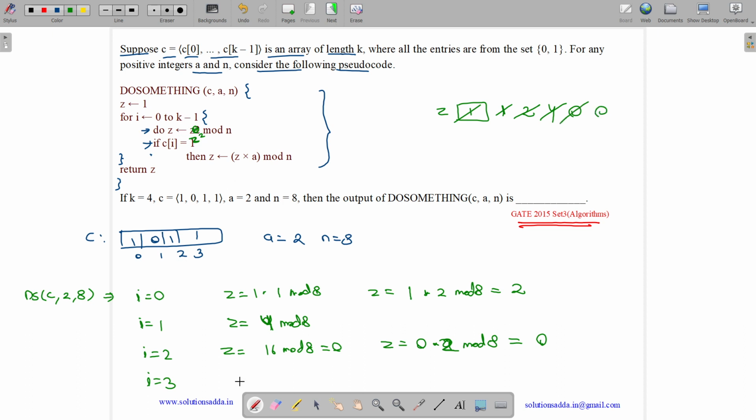Then the next iteration, i is 3, so z equals z square mod n, which is 0 square mod n, which is 0. So z remains as 0. Now if C[i] equals 1, C[3] is 1, yes. So z equals z, which is 0, into a, 2 mod 8, which equals 0. So z remains as 0. Then the output of DoSomething is, we are returning the value of z, which is 0, so 0 is returned. So the answer to this question is 0.